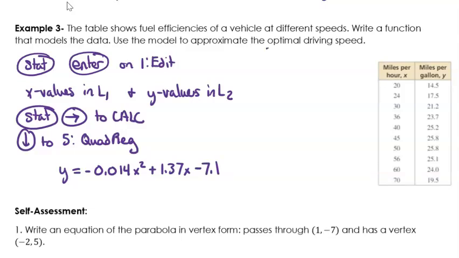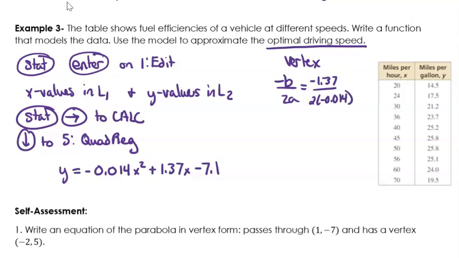So it wants to know the optimal driving speed. You're maximizing your miles per gallon is what you're doing. So when it wants something like the optimal of something or the best case, you're going to look at the vertex. So if we want to find the vertex, we're going to do negative b over 2a. So that's negative, b is 1.37 over 2 times negative 0.14. I'm going to type that in my calculator, and I get about 49. And then I plug that 49, that's the x value, back into this equation for x, both places, and I get 26.4.